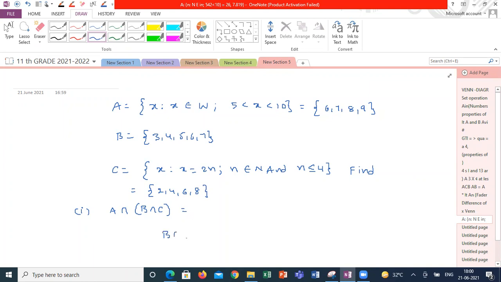So what is B intersection C? First I have to calculate B intersection C. B and C, what are the common elements? 4, 6. And A intersection B intersection C means the elements which are common in B intersection C and A. A is 6, 7, 8, 9 and B intersection C is 4, 6. Only 6 is common. This is how we can do intersection of three sets also. It's very simple. If the elements are not given, and they ask us to prove in Venn diagrams, we will discuss that tomorrow.